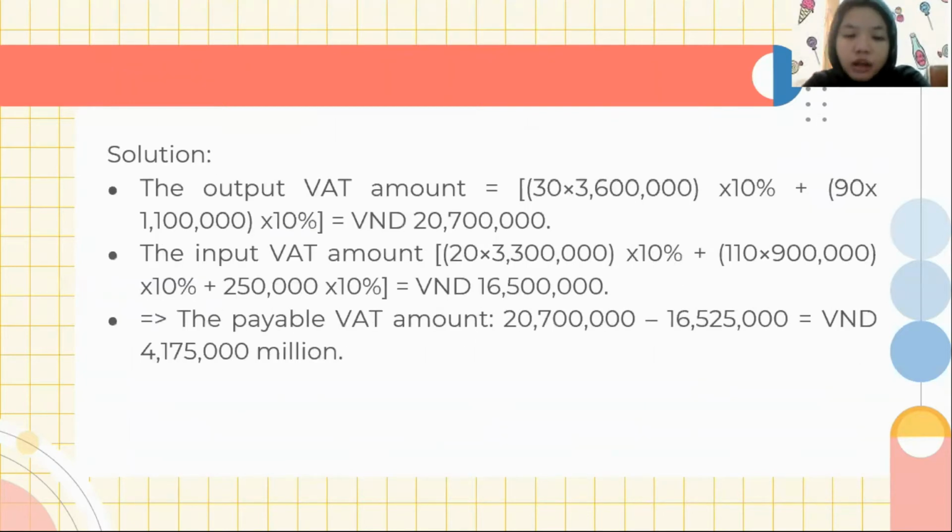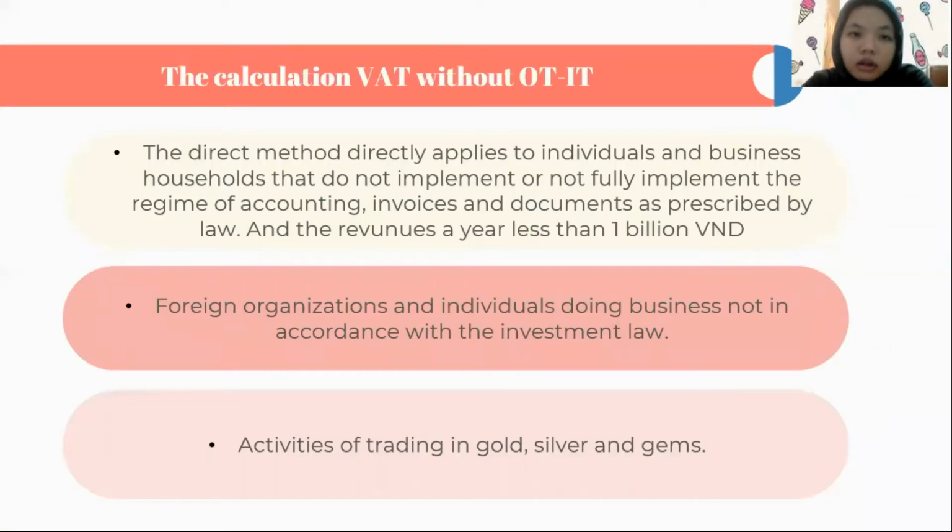So this is the solution. We need to calculate the output VAT amount first. After we apply the formula to calculate output tax, we will get 20,700,000, and the input tax that we will get is 16,500,000. So the payable VAT amount is the output tax minus input tax. So we got 4,175,000.